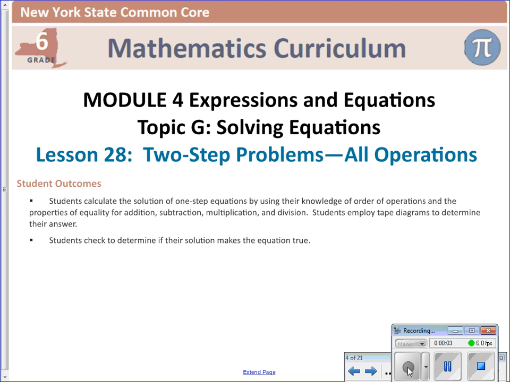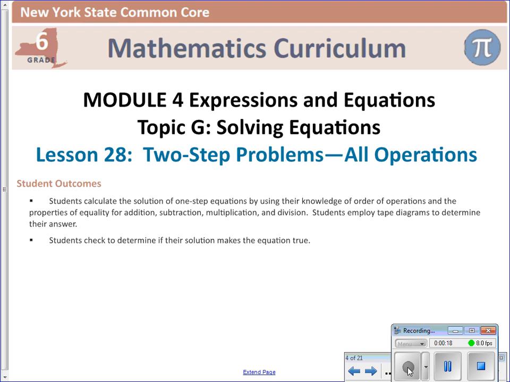Right, today is Module 4, Lesson 28. It says two-step problems. So again, a lot of these are going to be pretty wordy, but don't shut down. Deconstruct it one step at a time.